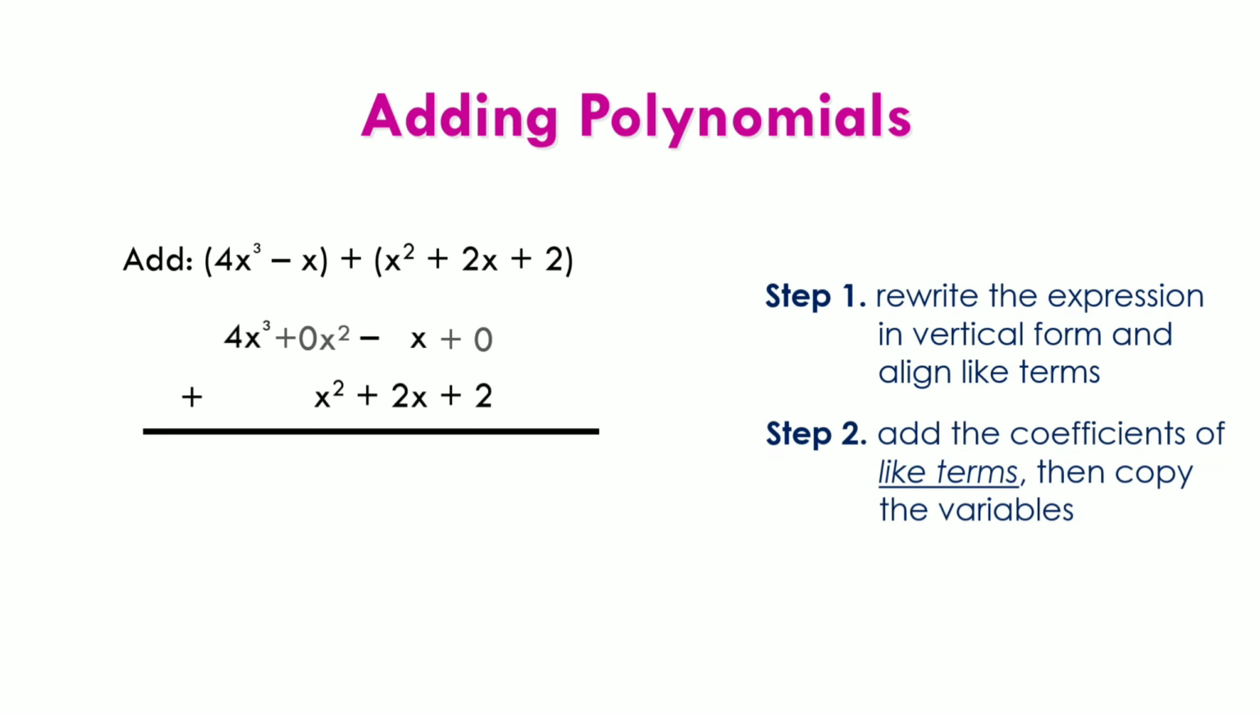Now let's proceed with step 2. Add the coefficients of like terms, then copy the variable. Let's start with 0 plus 2, that's 2. Here we have negative x plus 2x, that's negative 1 plus 2. The answer would be 1, then copy x, or simply write positive x. Here we have 0x raised to the power of 2 plus x squared. Since 0 has no value, the answer would still be x squared. Then, just bring down 4x raised to the power of 3. Thus, the final answer would be 4x raised to the power of 3 plus x squared plus x plus 2.